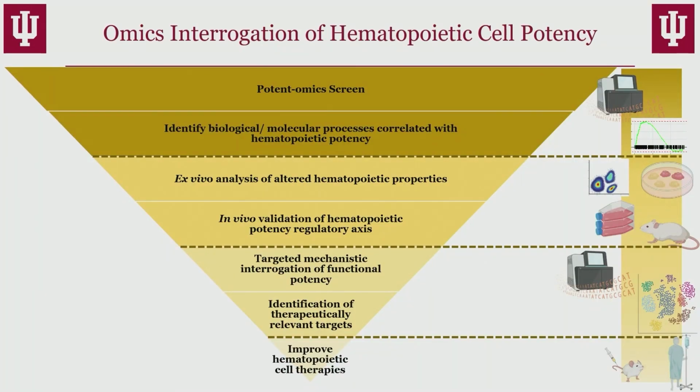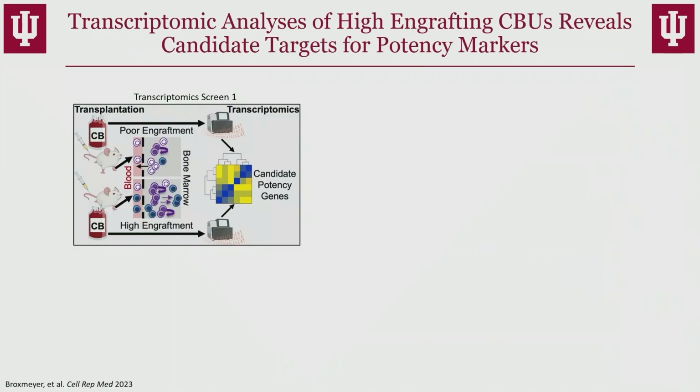So this is the approach that I take. It starts with a potency omics screen, and I'm not going to list everything on this, but hopefully the idea is that we can filter this down into relevant targets that will actually be used to improve hematopoietic cell therapies. Today I'm going to give you a little bit of a taste of what we've been working on and talk specifically about 3 different screens that I've been performing.